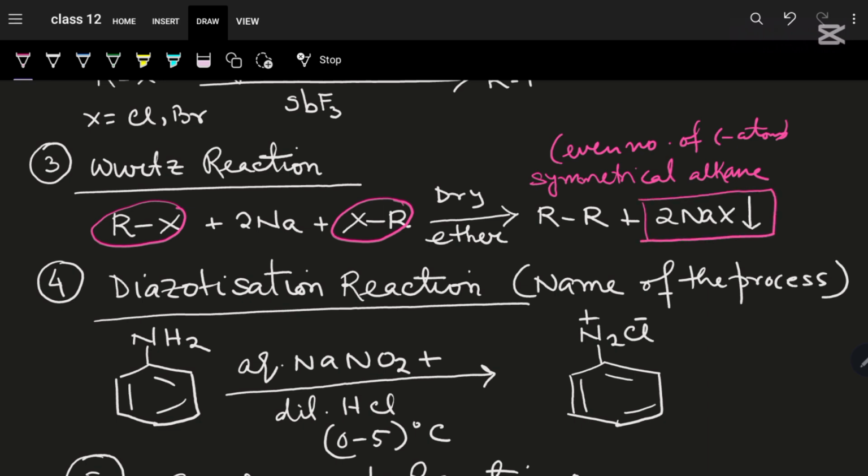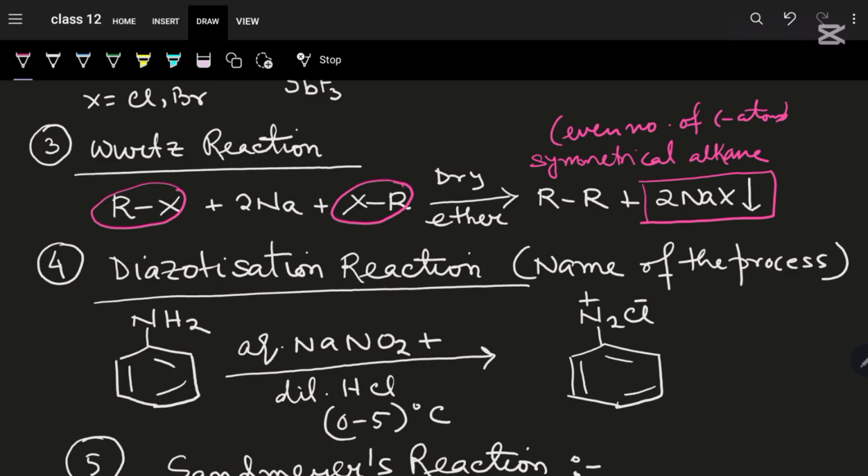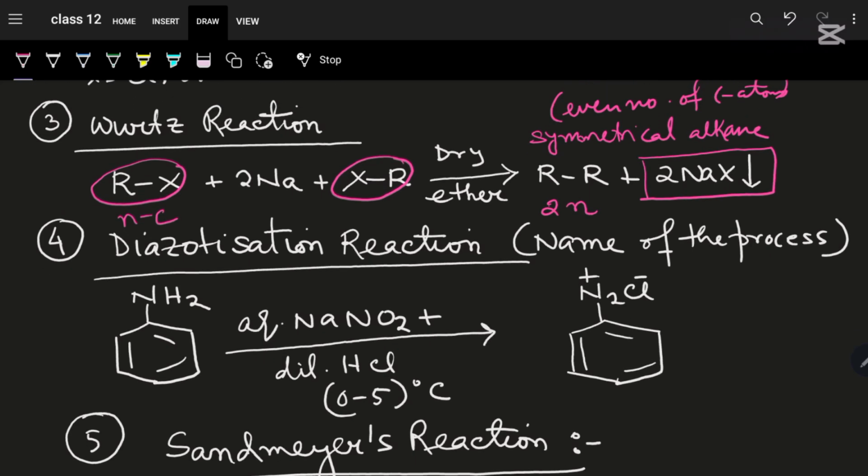Now, this alkyl halide contains even number of carbon atoms in the product because the number of carbon atoms will be a multiple of 2. If there is n number of carbon atoms in the starting alkyl halide, here it has to be 2n number of carbon atoms, which is a multiple of 2 and is an even number.